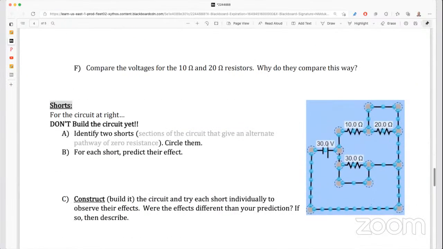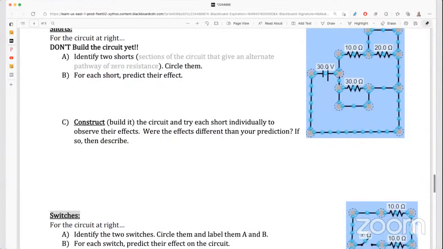And then the next activity is about shorts. So you identify the segments or branches in this circuit that have no resistance. And branches that have no resistance are called shorts. And so you're going to predict the effect of the shorts on the circuit and then build the actual circuit and test to see if the shorts have the predicted effects, the ones you predicted.